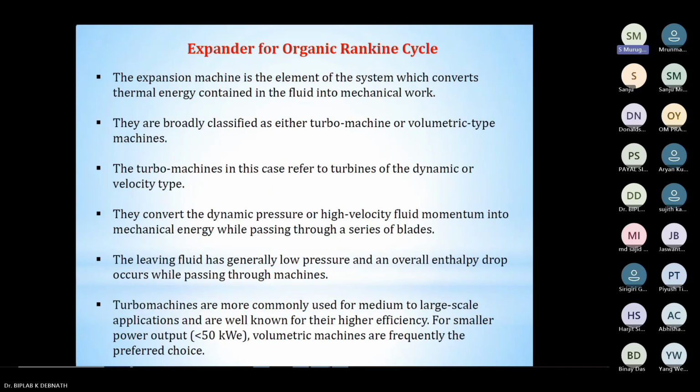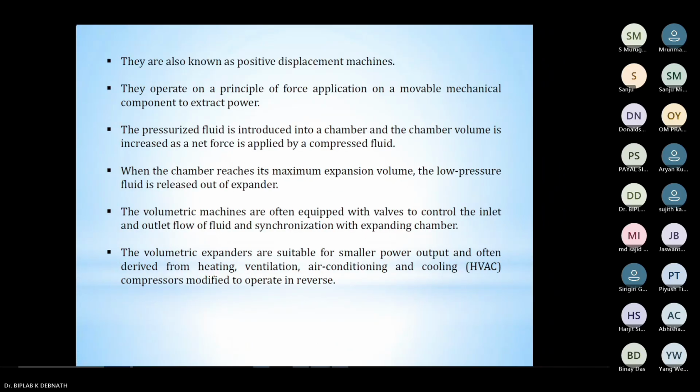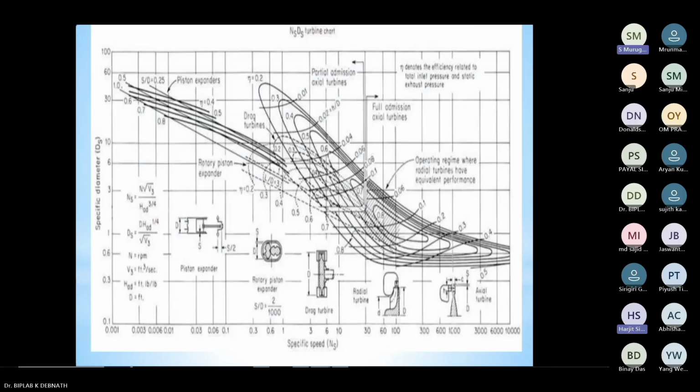Next, please. So we can use different expanders for the organic Rankine cycle. Actually, in the expander, what we do is allow the refrigerant to expand so that you get a power output. This I skip actually because of time. Next, please. Next, this also you can skip. Here you can see different expanders shown in this picture.